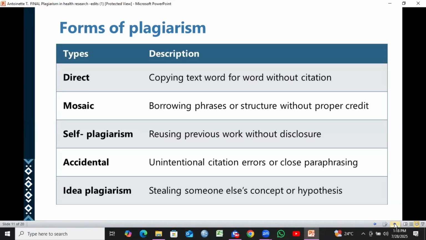Then we have accidental plagiarism as well. That's like unintentional citation errors or close paraphrasing. Like you don't paraphrase well, you unintentionally do not cite, or you have errors in citation, you do not cite properly. That's accidental plagiarism. Then we have idea plagiarism, which is like stealing someone else's concept or hypothesis. You steal someone's concept, you steal someone's idea, and you bring it out as yours to make people know that you are the creative director of that idea. That's idea plagiarism, whereas it is someone else's without giving credit to that person, without involving the person in that paper.